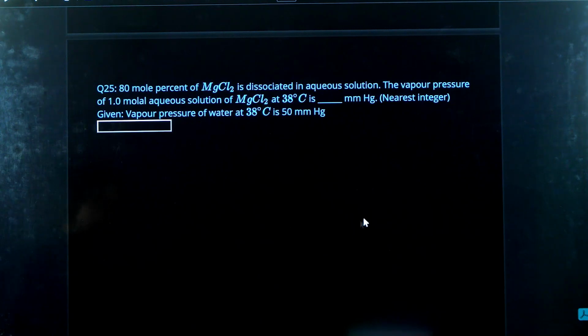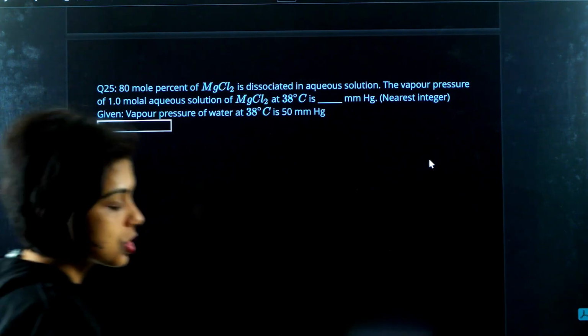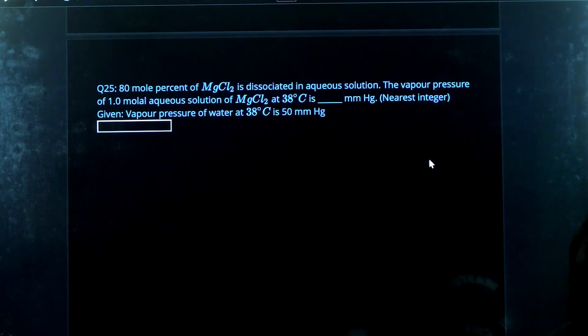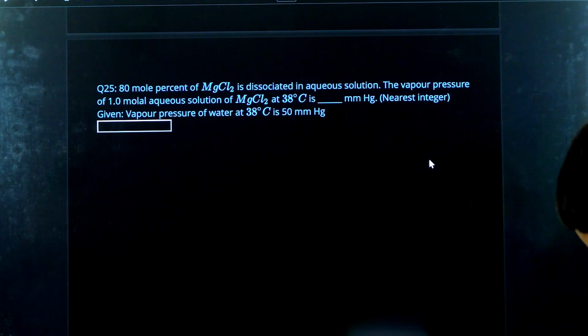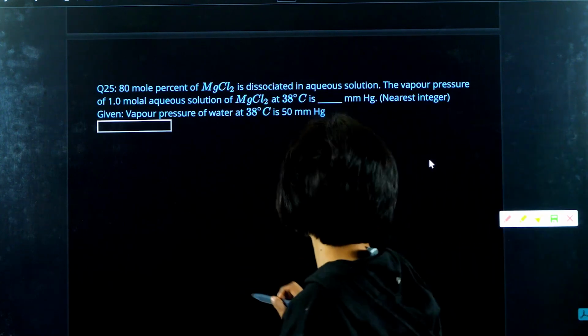Last question. Okay, the last question. 80 mole percent of MgCl2 is dissociated in aqueous solution. So guys, alpha is given to you. You all can check. Yes. 80%, alpha is 0.8. Let me write first. The alpha is 0.8.